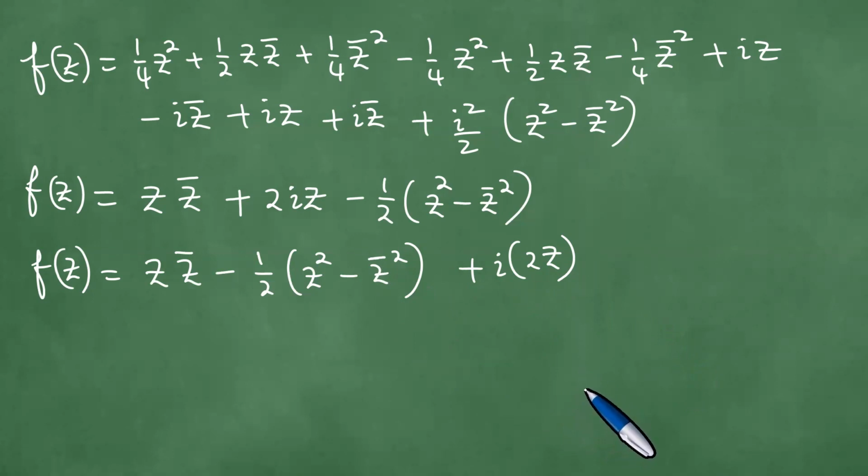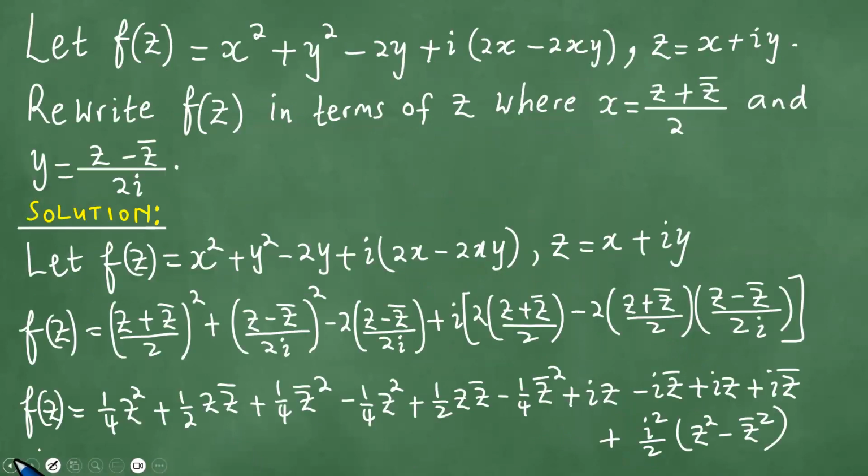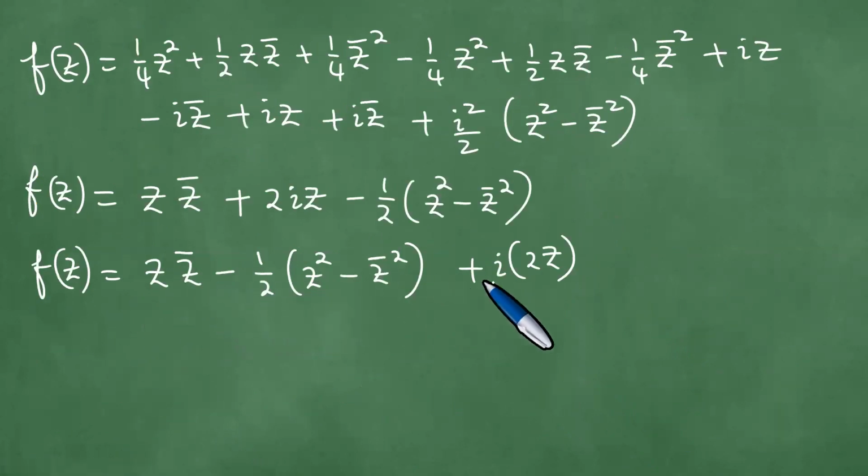The question obviously was that given f of z is this, we're to rewrite f of z in terms of z, where x and y are this. And let's check the answer. So this answer is surely in terms of z only, and so we're done.